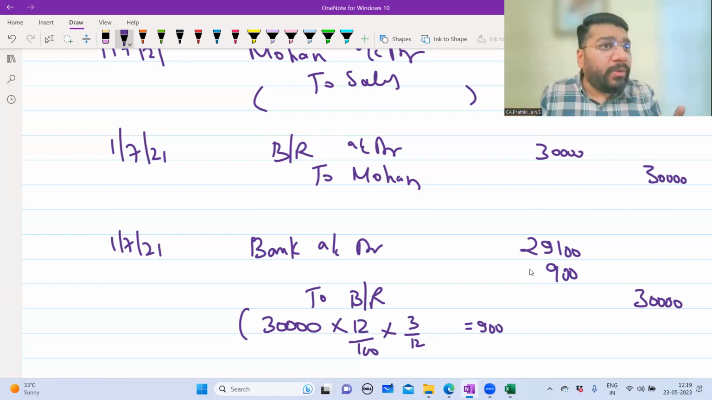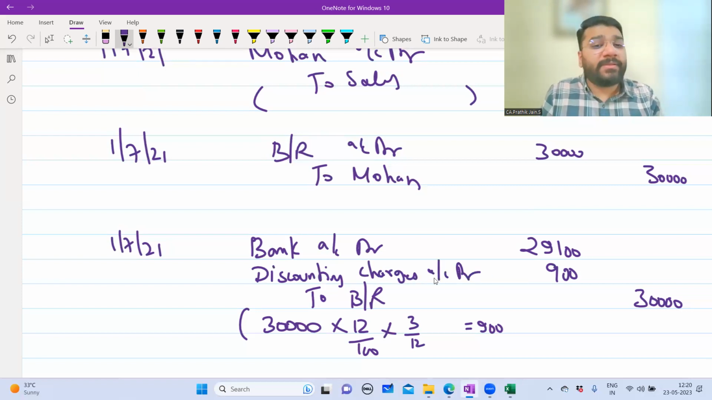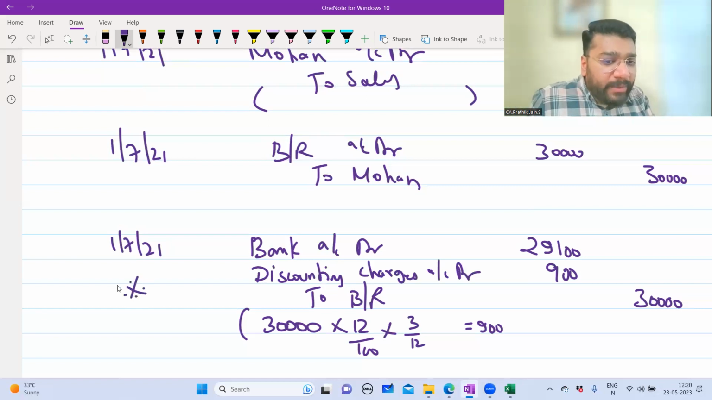So as per your nominal account, debit all expenses and losses. So discounting charges, which is an expense, account debit to bills receivable. Any problem here? So bank account debit, discounting charge account debit to bills receivable. This is a very, very important entry where people make mistakes.